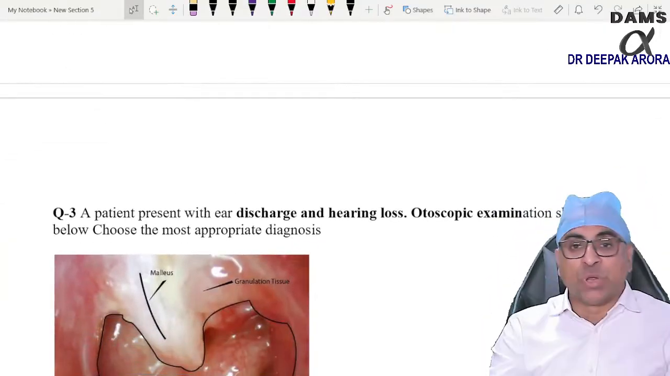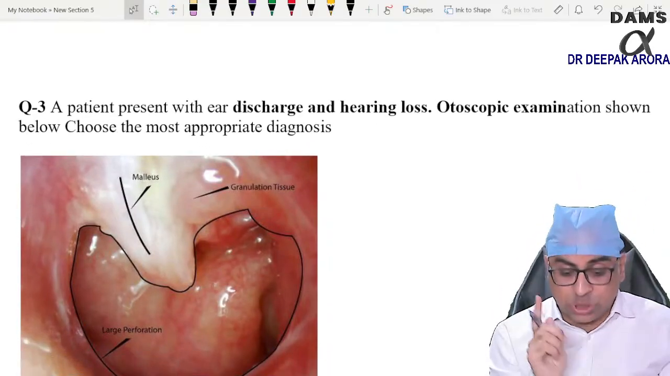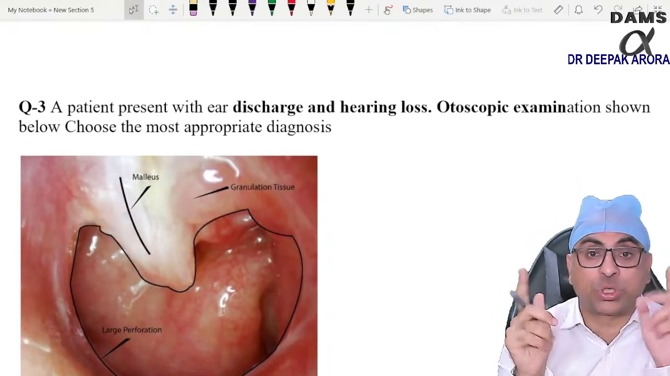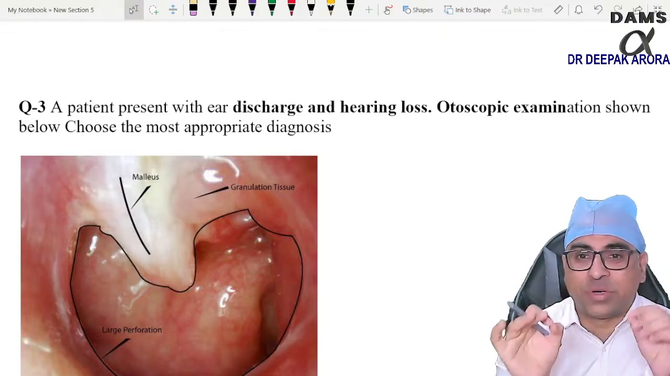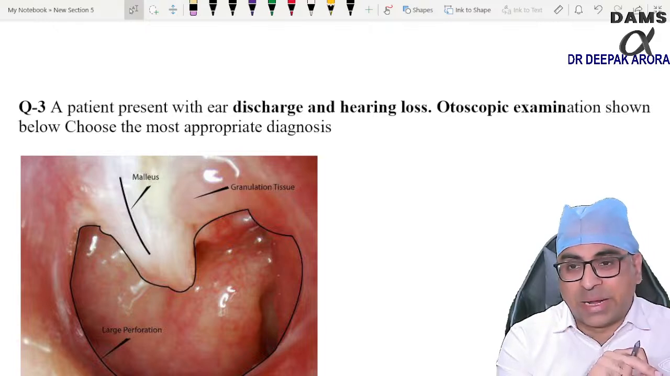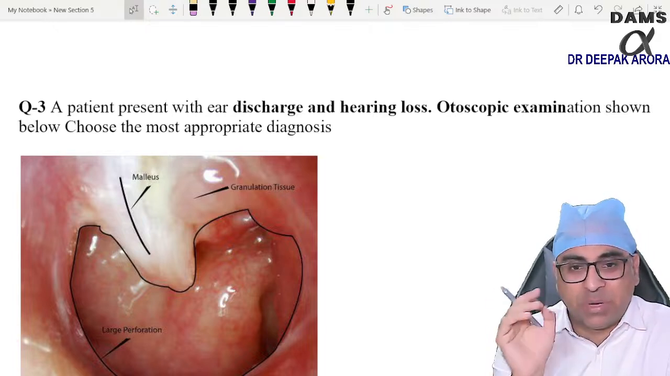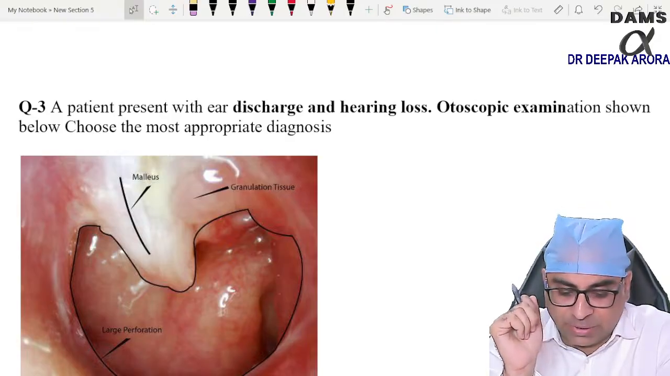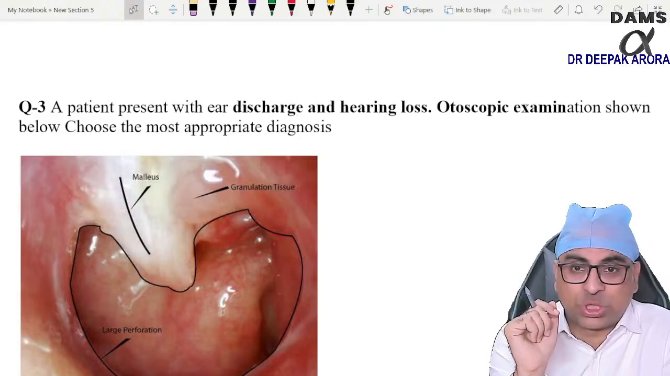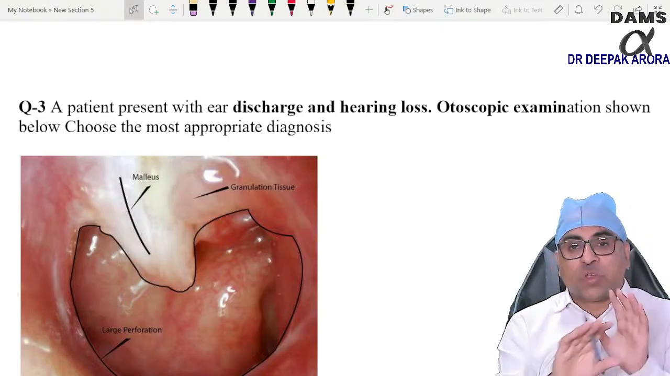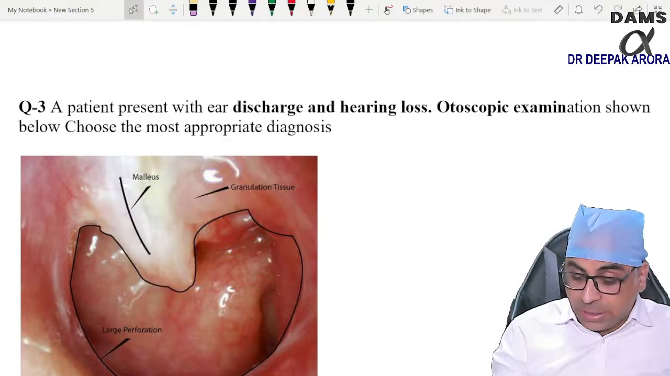Question number 3. Now let's use this opportunity to dissect these questions. Question number 3 was a very tricky question. Everyone should update in the chat box how many students attempted myringoplasty, how many students attempted MRM in this patient, modified radical mastoidectomy. In the first go on Sunday evening, when I discussed this question, many students were saying there was a perforation shown and the examiner was asking the treatment, hearing loss was there.